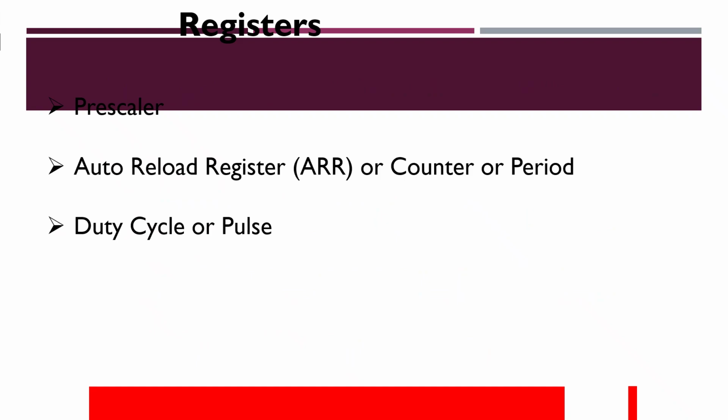What are the registers used here? The registers are the prescaler, the auto reload register (ARR), also called counter or period, and the duty cycle or pulse. So these three are the registers: prescaler, auto reload register ARR or counter or period, and duty cycle or pulse.